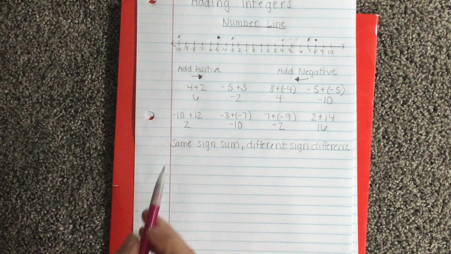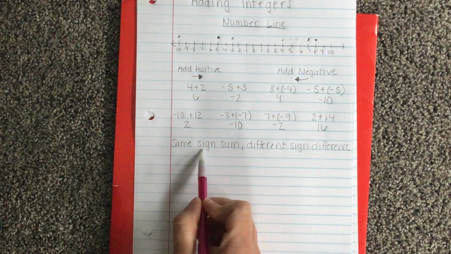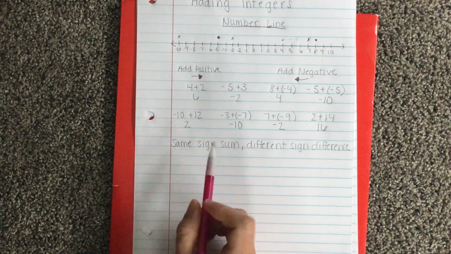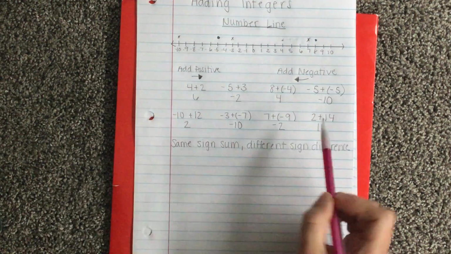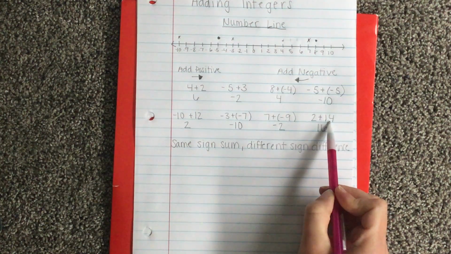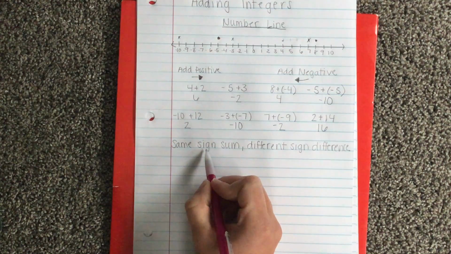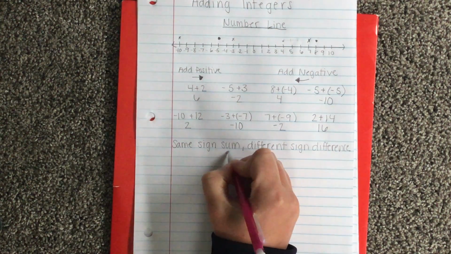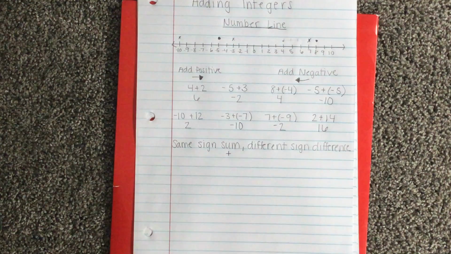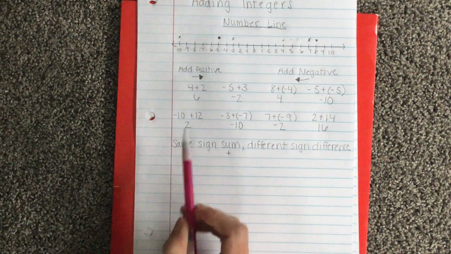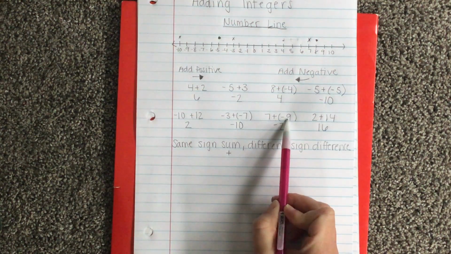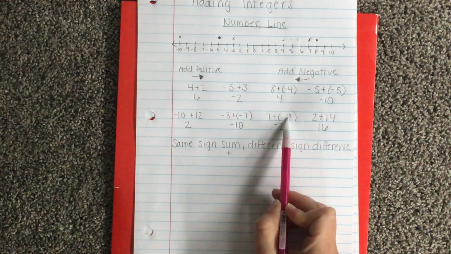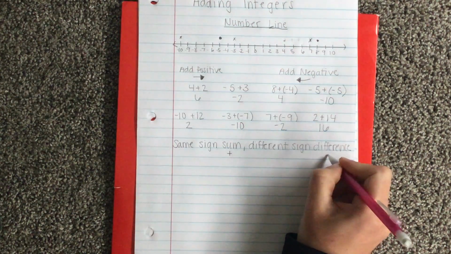Okay, so when they're referring to the same sign, they're referring to positives and negatives. If both numbers are negative, they have the same sign. If both numbers are positive, they have the same sign. So anytime your numbers have the same sign, you are adding. Sum means add, an answer to an addition problem. Okay. Different signs, that's referring to one negative and one positive. One positive and one negative. These have different signs. So anytime you have different signs, you're actually subtracting.